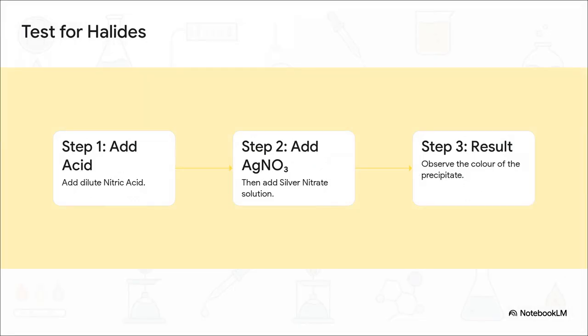And last but not least for our anions, we're testing for the halides, the ions from group 7, like chloride, bromide, and iodide. This test feels a bit like the sulfate test. You start by adding an acid, but be careful, this time it has to be dilute nitric acid. After the acid, you add your main chemical clue, silver nitrate solution. And just like before, you're looking for a precipitate, but this time the color of that solid is everything.